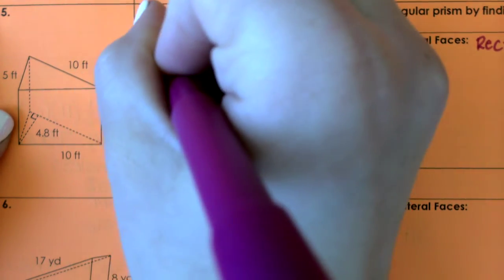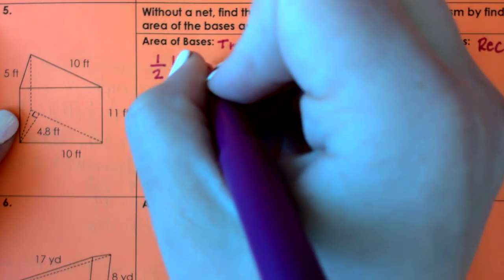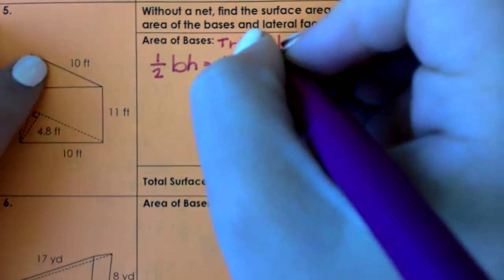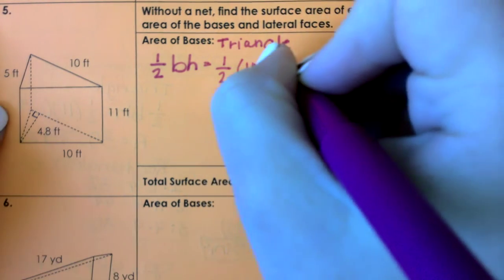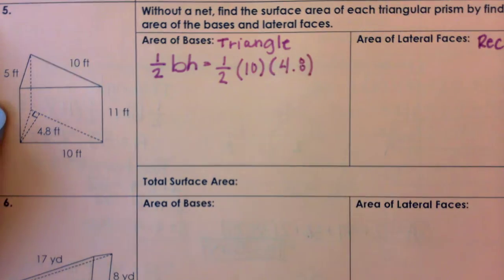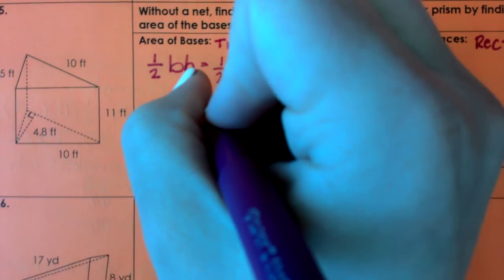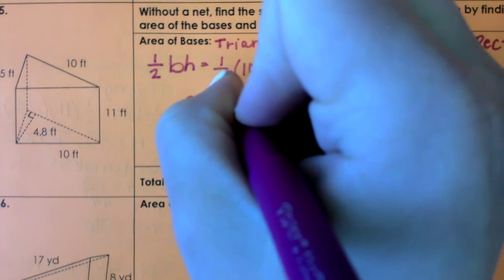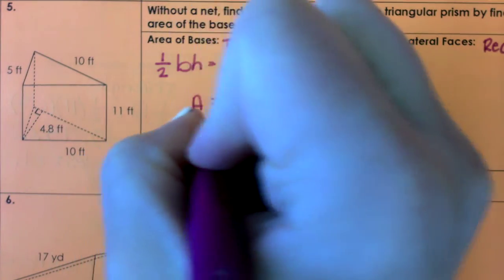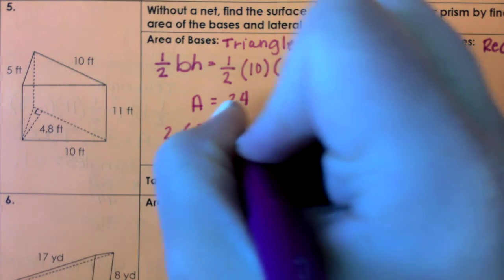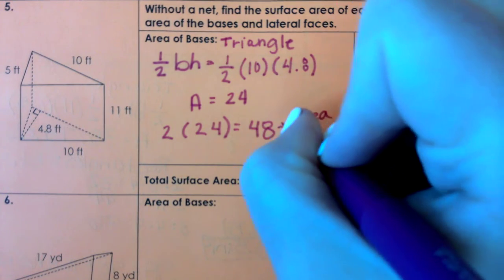So I have 1/2 times base times height. What's my base of my triangle? My base is going to be 10. And the height is going to be 4.8. It's that dotted height. So I'm going to take 10 times 4.8, which is 48, divide that by 2, and I'm going to get 24. How many triangles do I have? I have 2 of them. So I'm going to take 2 times 24, since there's 2 triangles, to get 48. So this is my area for both triangles.